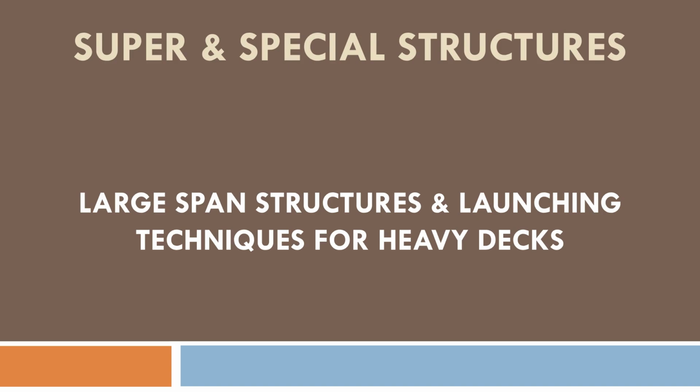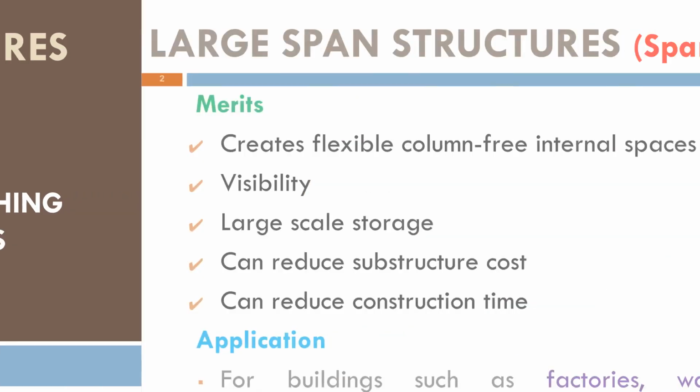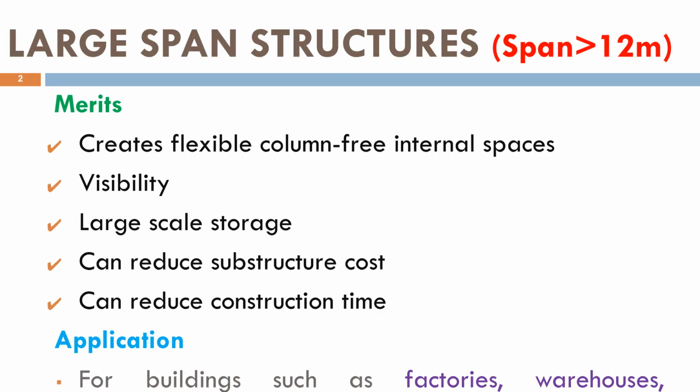By the end of this session, you will understand the structural forms, launching methods, advantages, and practical applications of these engineering systems. A large span structure is generally defined as a structure with a span greater than 12 meters. The main objective of these structures is to create large uninterrupted spaces without internal columns. This provides greater flexibility in planning and allows better movement of people, vehicles, machinery, and stored materials. Large span structures also improve visibility and reduce the number of foundations, which can lower construction costs.